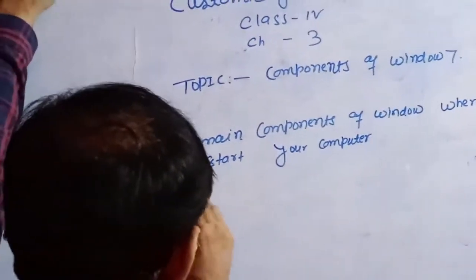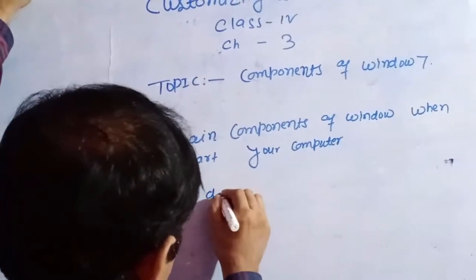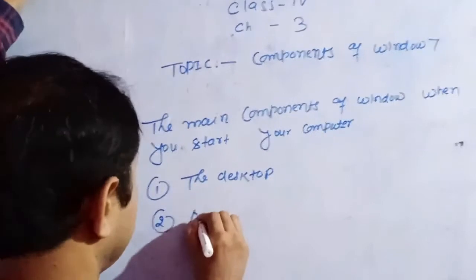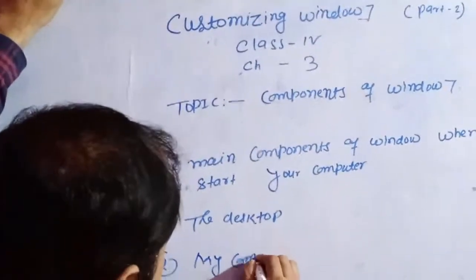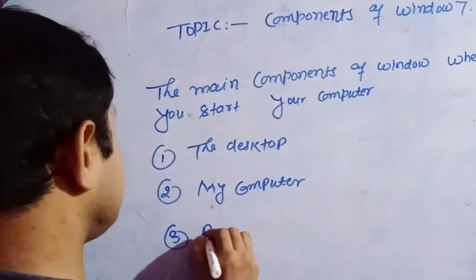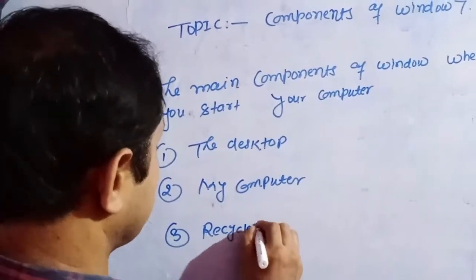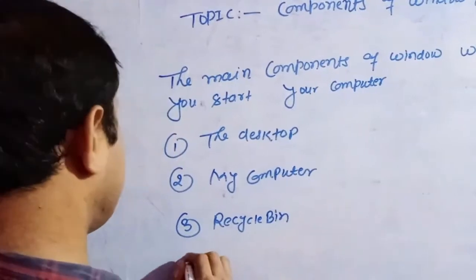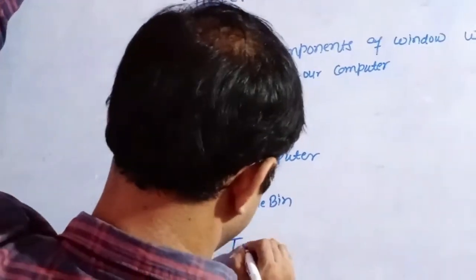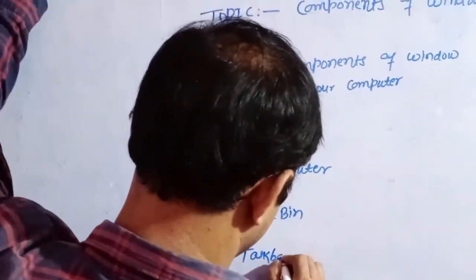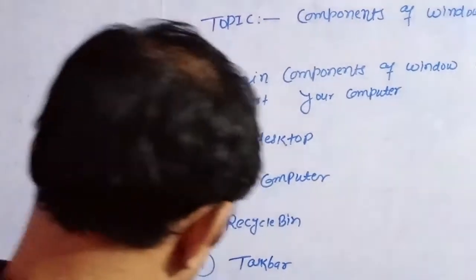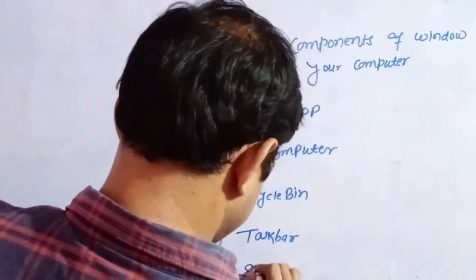First, the desktop. Second, my computer. Third, recycle bin. Fourth, taskbar. Fifth, shortcut application.